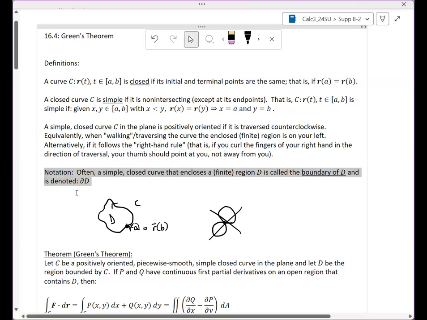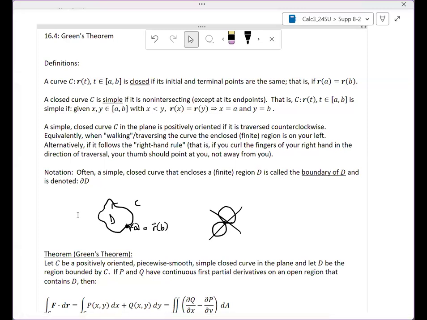And then a little bit of notation. Often if we have a simple closed curve that encloses a finite region we call D, we often call this curve the boundary of D, and we write it with a partial derivative notation, a little curly d of D. So this curve might also be called the boundary of D. You might see that notation floating around as well.